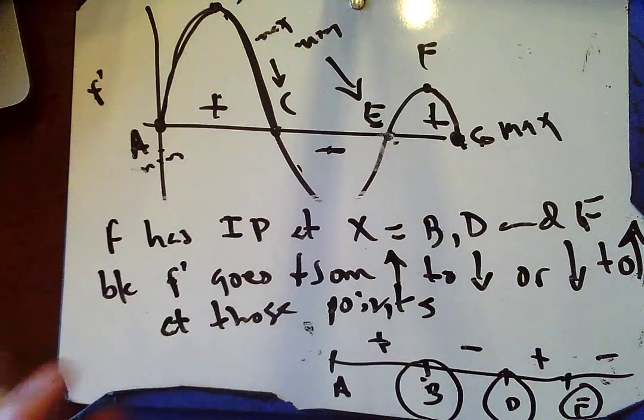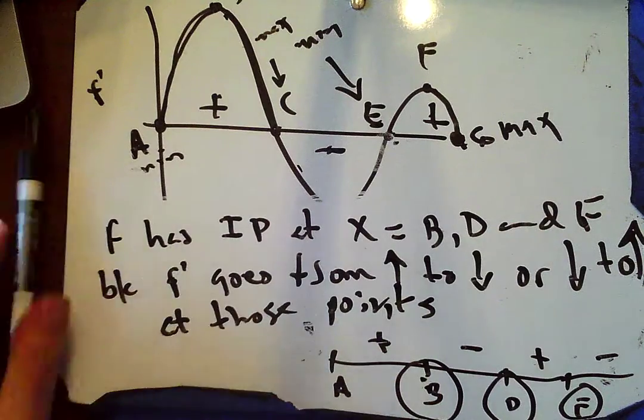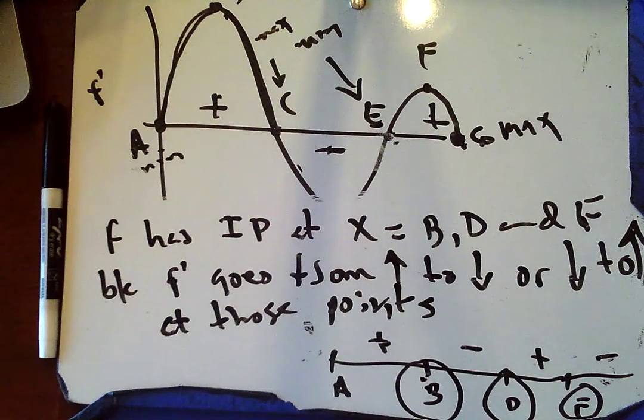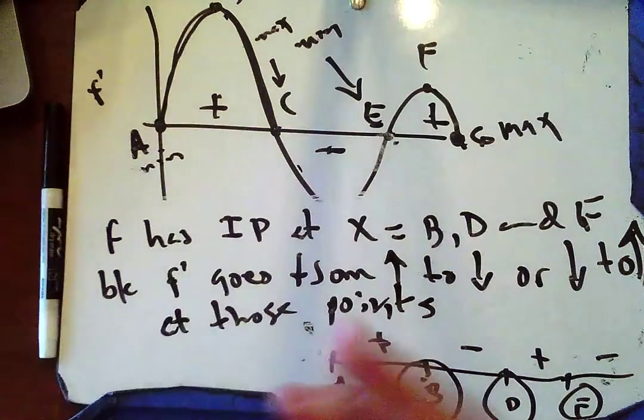Some years f double prime, great, we'll take it. And then other years, sort of capriciously, they say, no, we're not going to take that this year. They have to talk about f prime. So just be in the habit, if you're given f prime, use f prime to write your justifications. All right, so what do I say in the end?